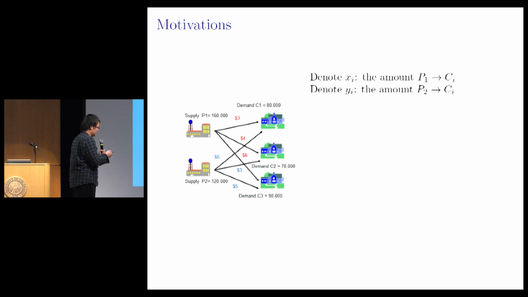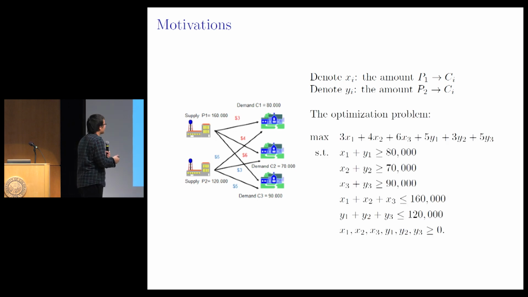Here, maybe we can denote some variables. We denote xi to be the amount that P1 sends to Ci, that is, x1, x2, and x3 respectively. Similarly, we denote y1, y2, and y3 respectively. So the problem of maximizing the total profit of this supply and demand problem can be characterized by this optimization problem, where you want to maximize this function, subject to the constraints here. The first three inequalities are the constraints on the demand side, and these two inequalities are the requirements for the supply side.